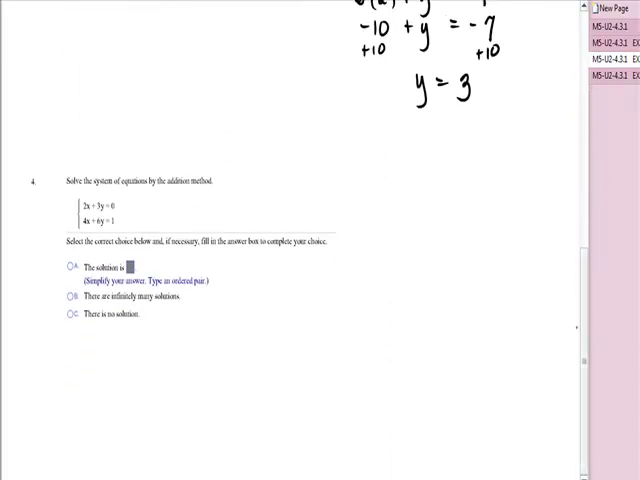Let's look at this one. I have 2x plus 3y is equal to 0, and 4x plus 6y is equal to 1. Now, this is not ready to add because I do not have a pair of opposite coefficients here or here. So, what is the least common multiple of 2 and 4? The answer is 4. What is the least common multiple of 3 and 6? The answer is 6.